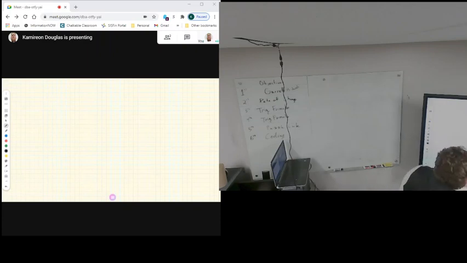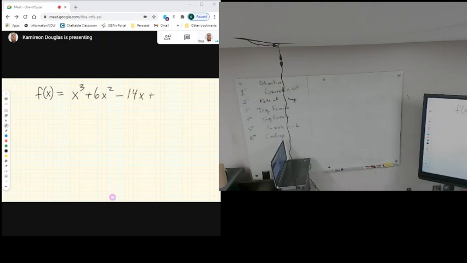Okay. Determine the following. If f of x is equal to x cubed plus 6x squared minus 14x plus 1. Determine the following: intervals of increasing, intervals of decreasing, concavity for both concave up and concave down, and determine relative mins and relative maxes across the entire interval.